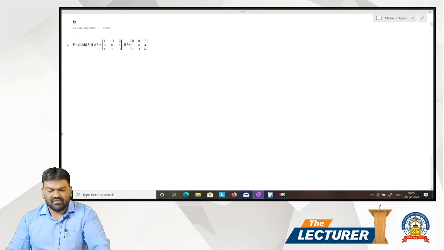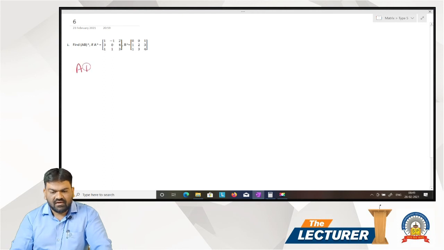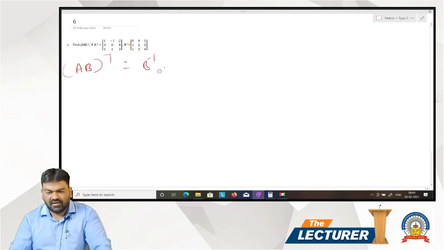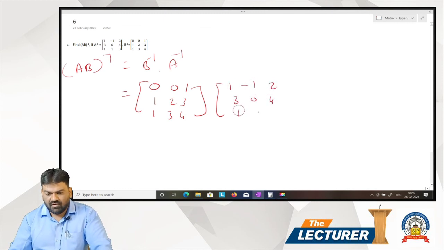Find AB raised to minus 1 if A raised to minus 1 is equal to this and B raised to minus 1 is equal to this. AB raised to minus 1 is equal to, we know the properties of inverse, second rule, B raised to minus 1 multiplied by A raised to minus 1. So B raised to minus 1, [1 0 0; 1 2 3; 1 3 4], multiplied by A raised to minus 1, [1 -1 2; 3 0 4; 1 1 3].